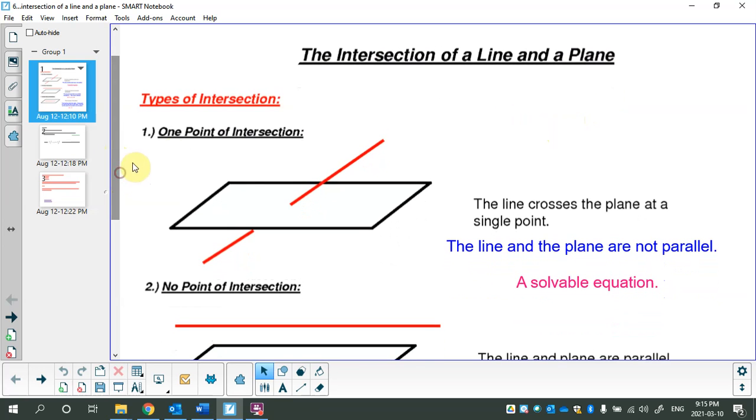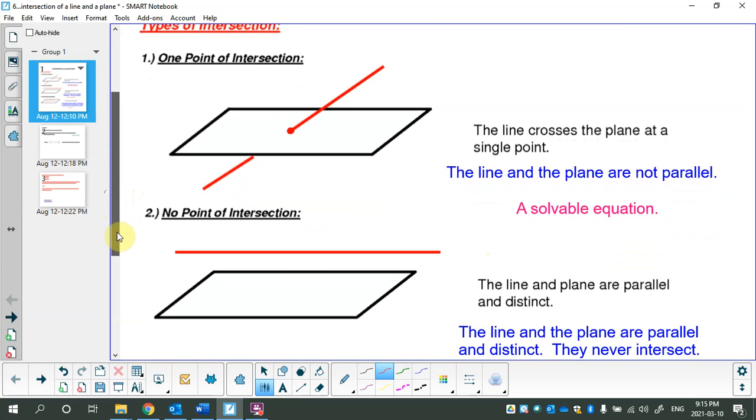The first possibility is that your line bumps into or cuts through the plane. Remember, a plane is like a piece of paper that goes on forever and ever in both directions. The line just crosses through it. It doesn't have to be 90 degrees, it just passes through it. In this case you will get one point of intersection. So the line crosses the plane at a single point. The line and the plane are not parallel, and you would have a solvable equation.